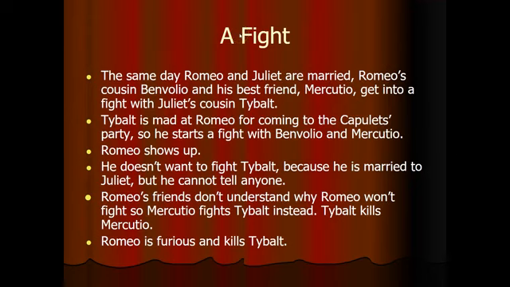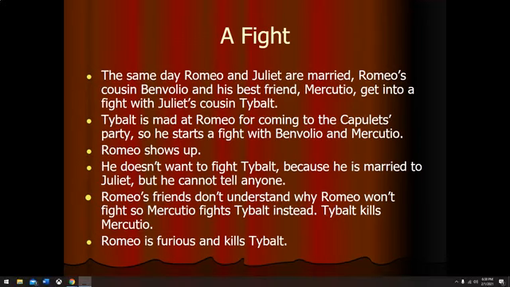A fight. The same day that Romeo and Juliet are married, Romeo's cousin Benvolio and his best friend Mercutio get into a fight with Juliet's cousin Tybalt. Tybalt is mad at Romeo for coming to the Capulets' party, so he starts a fight with Benvolio and Mercutio. Romeo shows up. He doesn't want to fight Tybalt because he is married to Juliet, but he cannot tell anyone. Romeo's friends don't understand why Romeo won't fight, so Mercutio fights Tybalt instead, and Tybalt kills Mercutio. Romeo is furious and kills Tybalt.